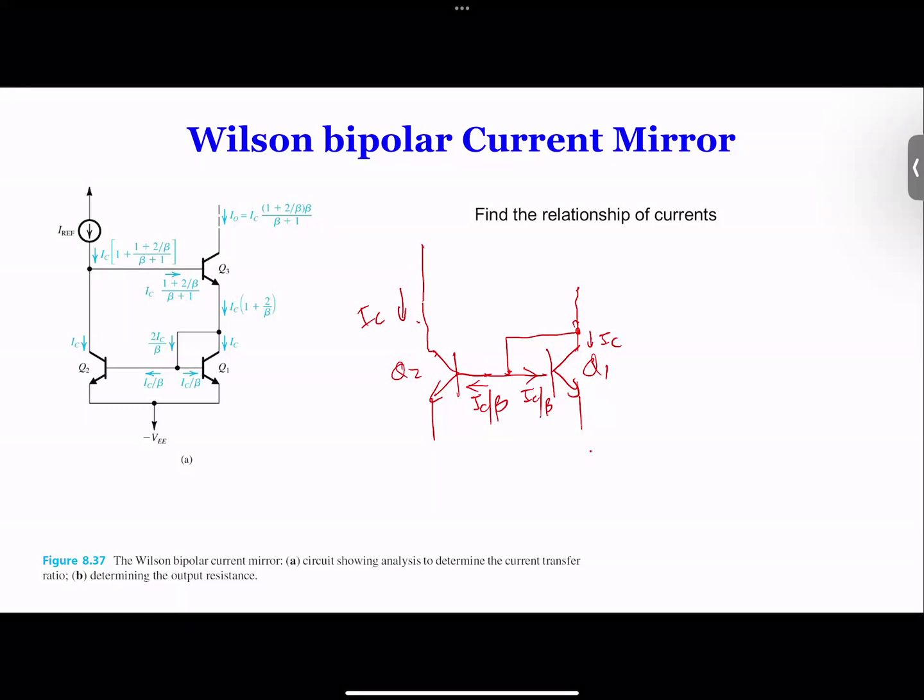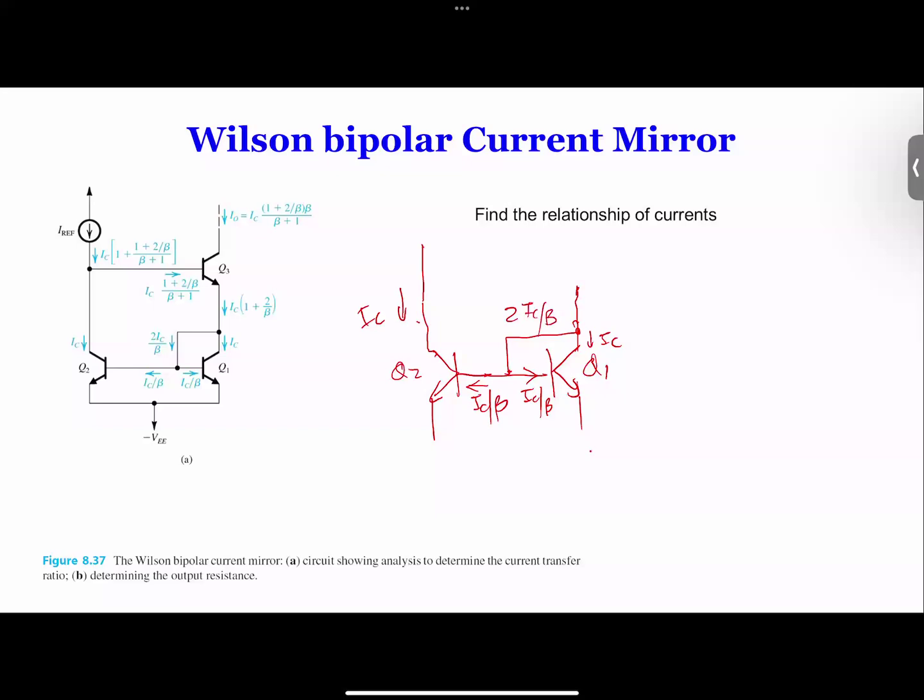Now, there's current going this way, current going this way. So the current coming this way will be IC plus these two currents, right? Because these two currents come this way, so we got this 2IC over beta, and this IC. So therefore, the current over here is going to be IC plus 2IC over beta, which is equal to IC times 1 plus 2 over beta. So that's the current on the right hand, the total current.